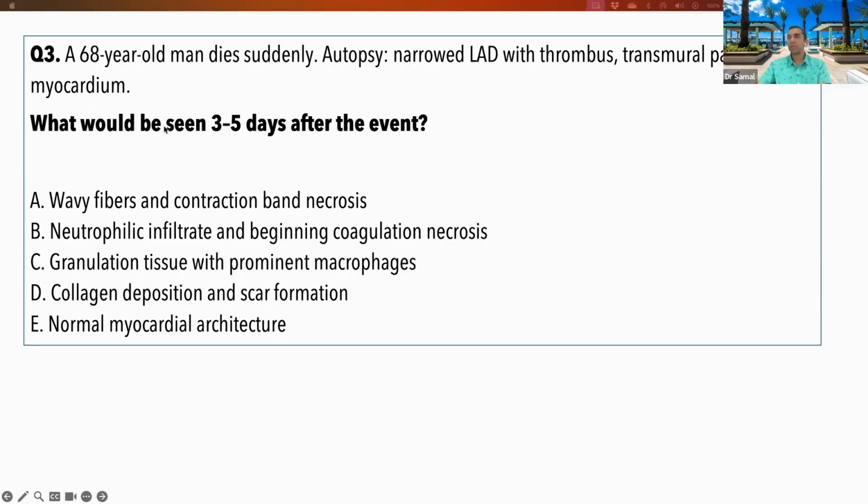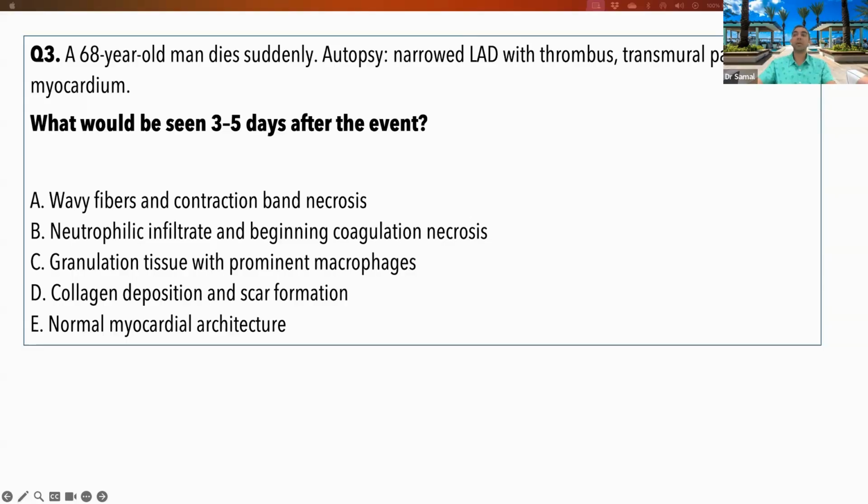So what would be seen 3 to 5 days after the event? The person is dead, but if this person would have lived, what would have, okay, 3 to 5 days after the event. Okay. So basically, now you figured the question is on the timeline of the different changes that happen after MI, right? You've learned that, isn't it, from your First Aid or your Robbins textbook?